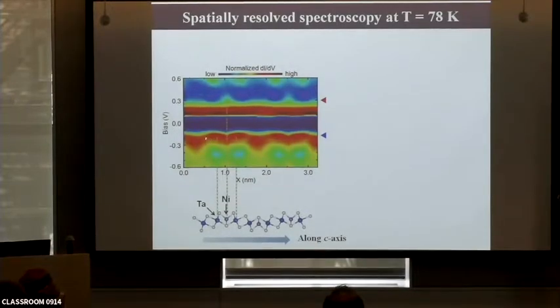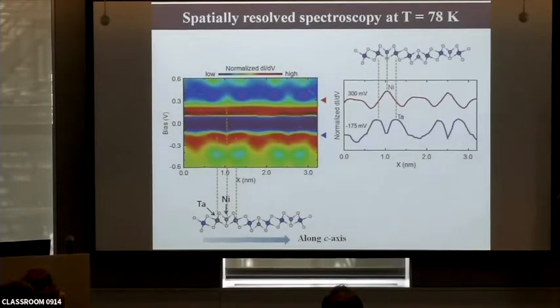So here, the peak of the occupied state corresponds to the tantalum position in the crystal structure, and the peak of the unoccupied state corresponds to the nickel position in the crystal structure. This behavior is well demonstrated when we draw the dI/dV profile at a selected energy level indicated by the red and blue arrows. So here again, the peak of the conduction band corresponds to the nickel position, and the peak of the valence band corresponds to the tantalum position in the crystal structure.